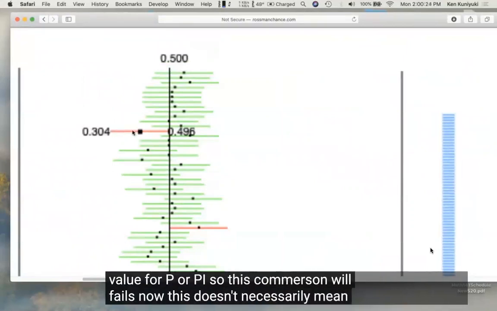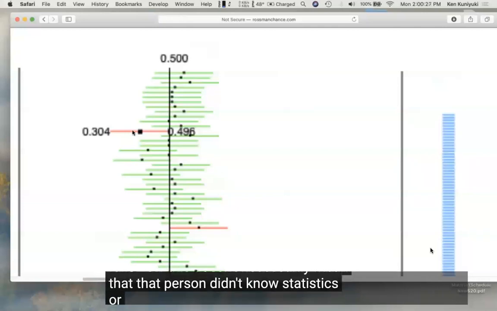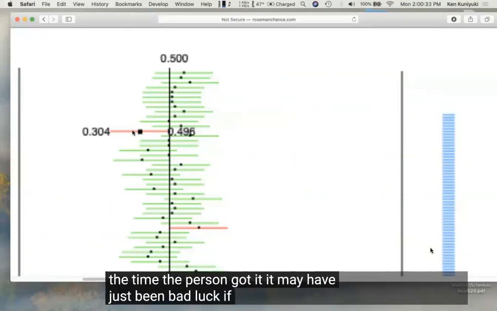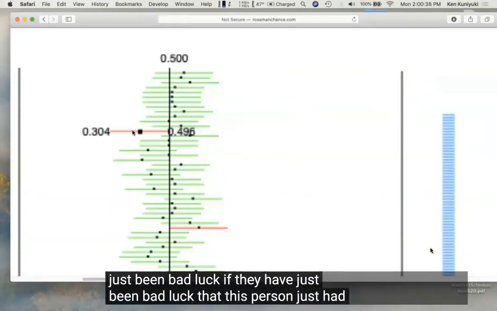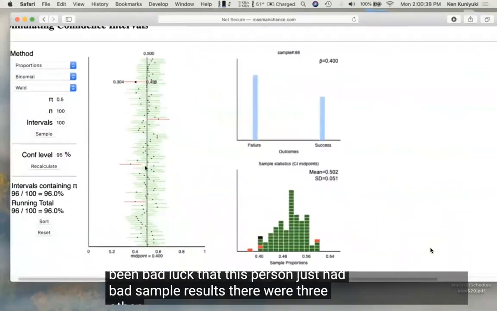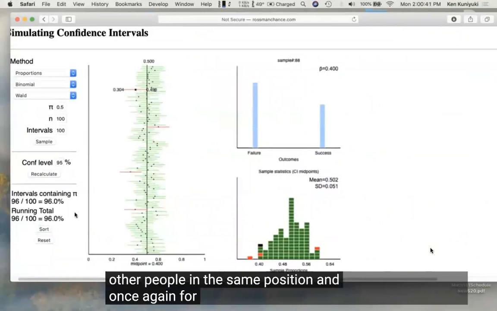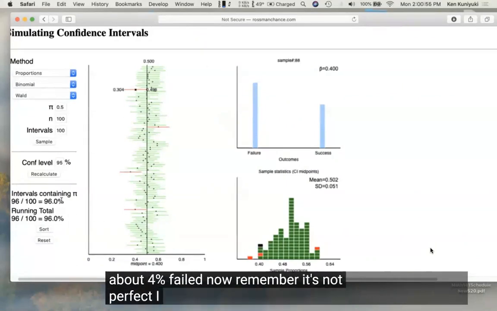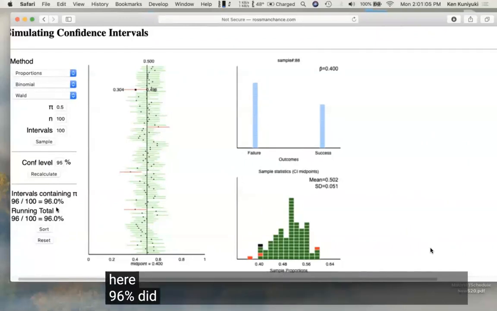Now, this doesn't necessarily mean that that person didn't know statistics or that the coin was warped by the time the person got it. It may have just been bad luck that this person just had bad sample results. There were 3 other people in the same position. And once again, for these 95% confidence intervals, notice that 96%, about 95%, contain the true value of p or pi, and about 4% failed. Now remember, it's not perfect. I claim that about 95% of the confidence intervals would contain the true value 0.5, and about 95% did. In fact, here, 96% did.